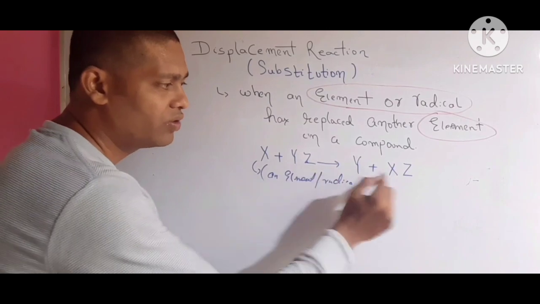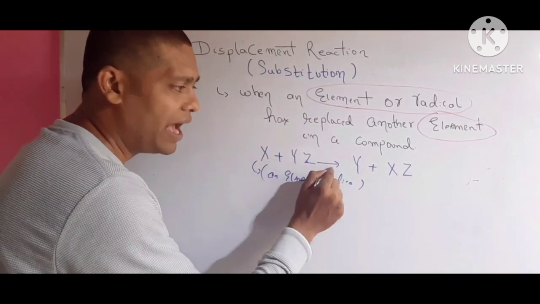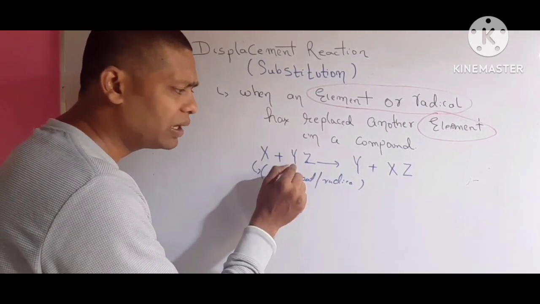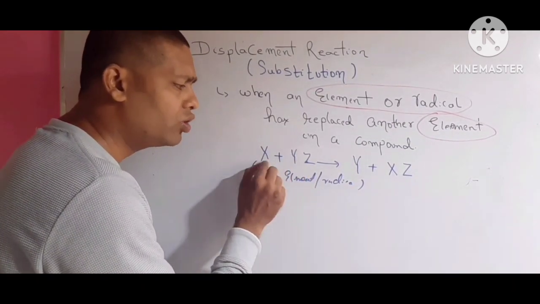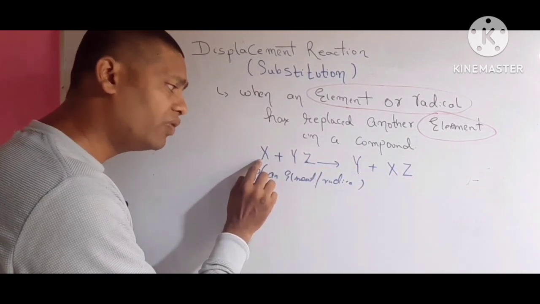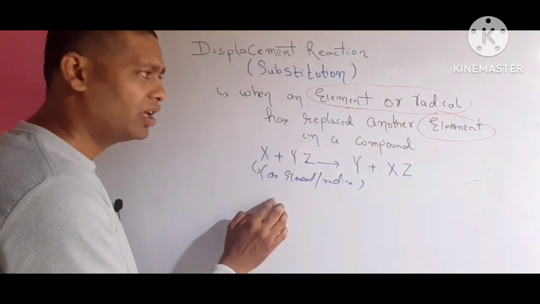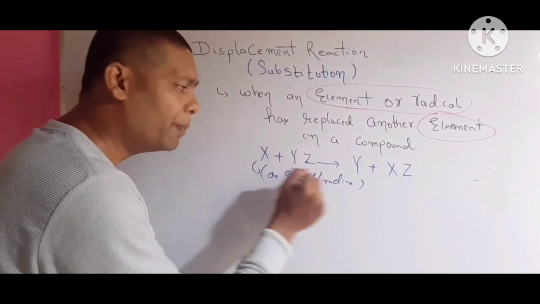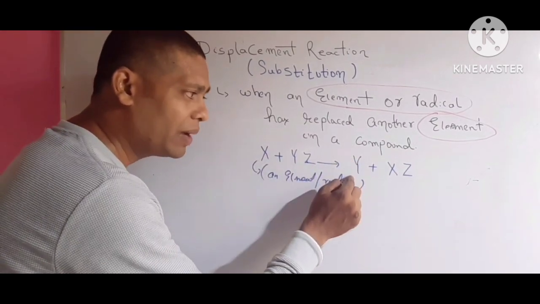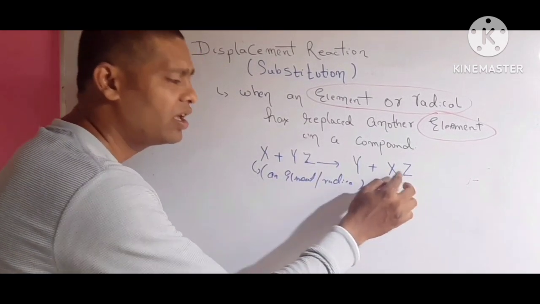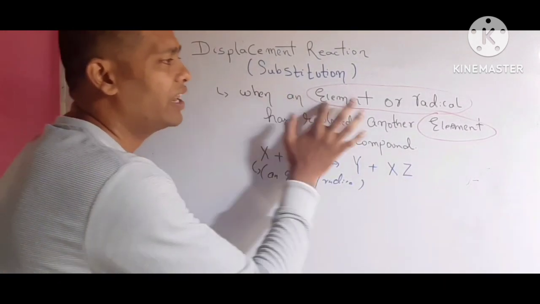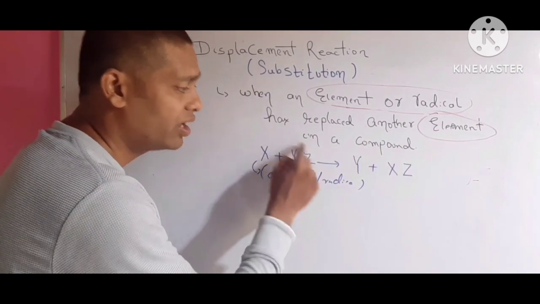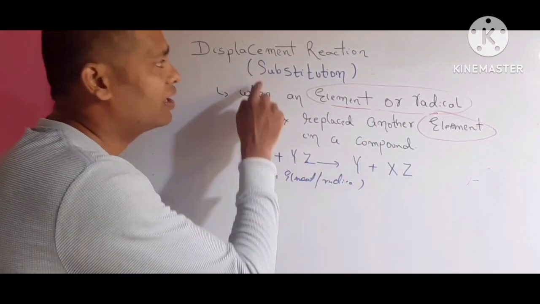If you see the reaction, x plus yz gives y plus xz. From here we came to know that x is replacing y from its place and forming a new compound with z, that is x and z. So x is an element or radical which is replacing y. Y is an element in a compound. Now y became an individual element, and x and z form a compound. So when an element or radical has replaced an element in a compound, that is known as displacement or substitution.